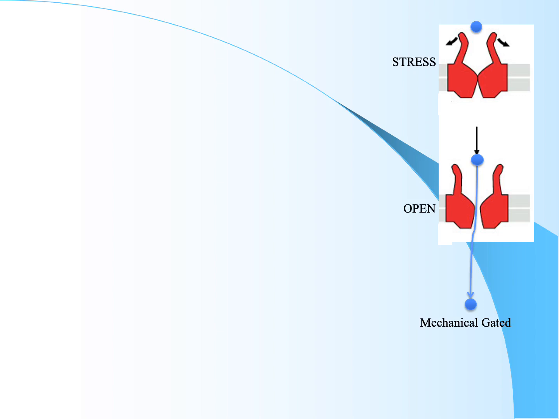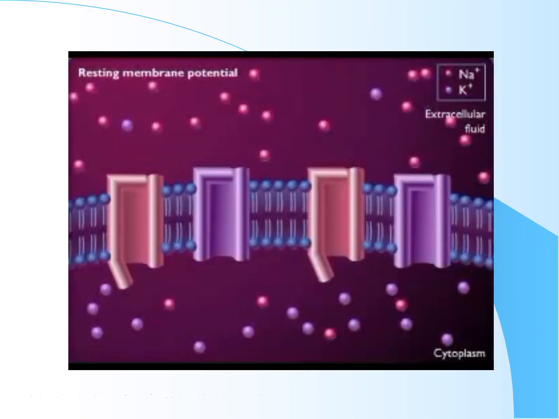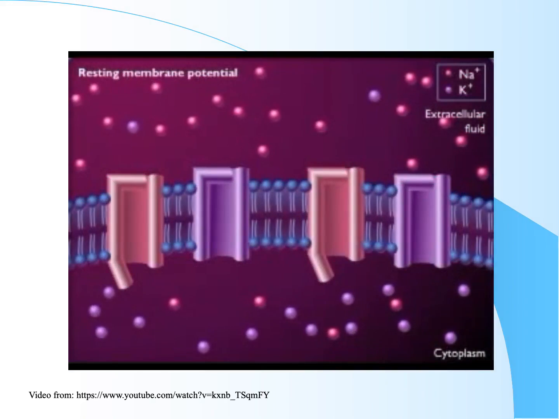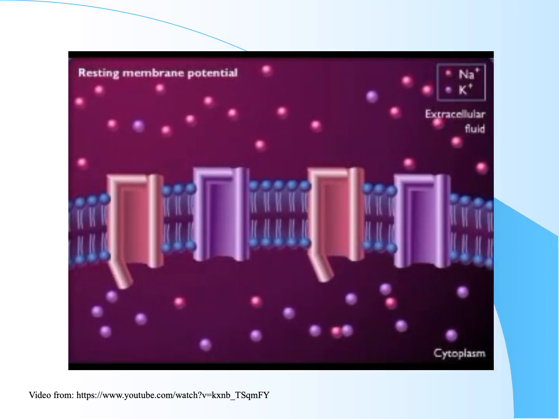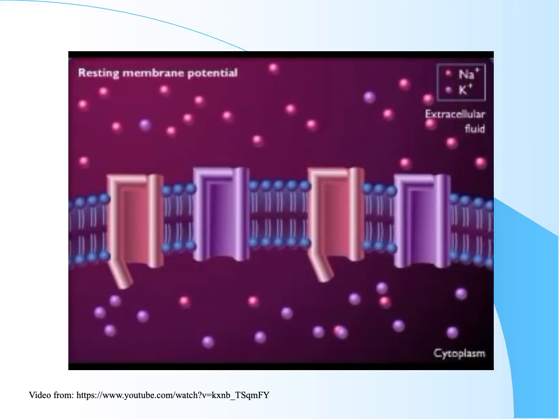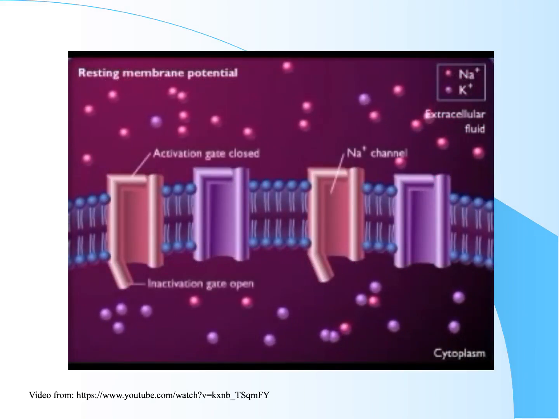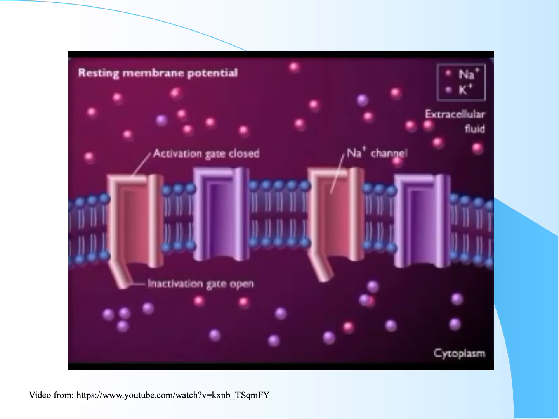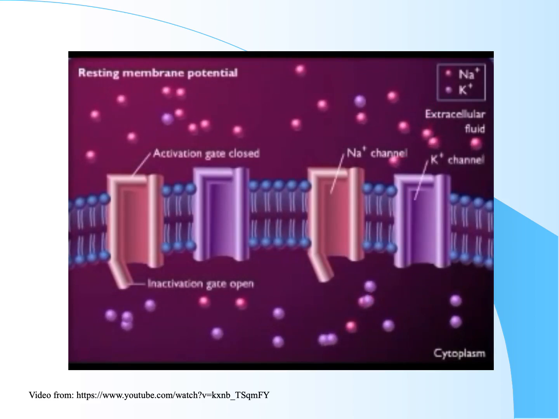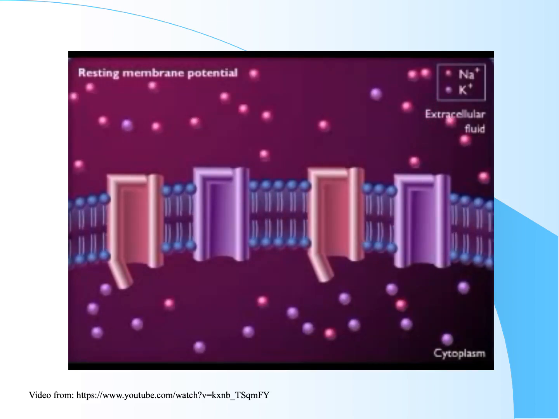So let's take a look particularly at these voltage-gated channel responses as they relate to establishing the membrane potential. When the cell membrane is at its resting membrane potential, the activation gates of the voltage-gated sodium ion channels are closed and the inactivation gates are open. Voltage-gated potassium ion channels are closed.